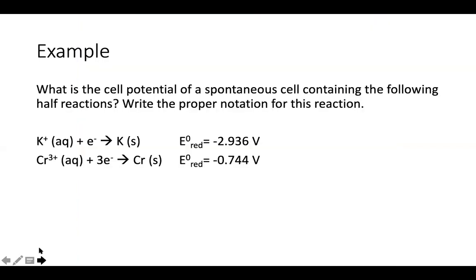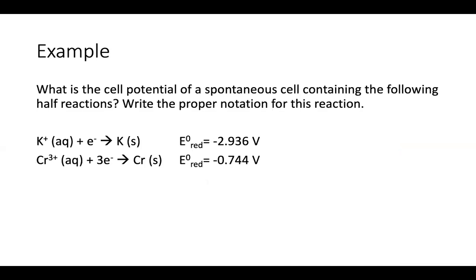Okay. And so just to do another example, what is the cell potential of a spontaneous cell containing the following half reactions? Write the proper notation for this reaction. Okay, so here, right, we know we need to change the direction of one of these reactions, right? They're both in terms of reduction now. We have to figure out which one is going to get oxidized.